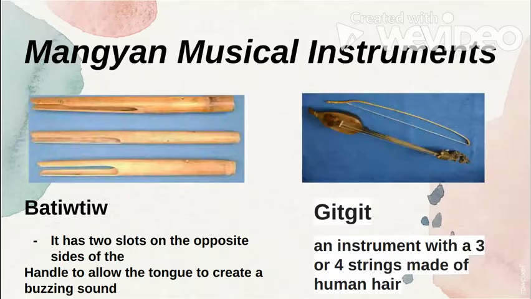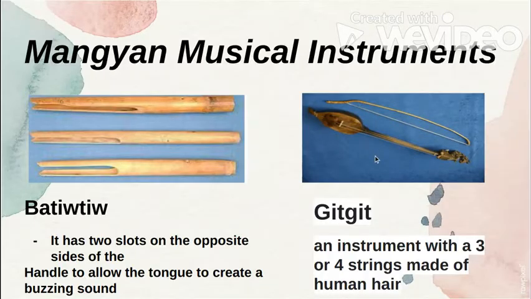Okay, let's proceed to the Mangyan musical instruments. Usually, class, you're not going to expect metals, because they are using bamboo. Since they started writing songs in bamboo, one of their instruments is the batiw-tiw. Batiw-tiw has two slots on the opposite sides of the handle to allow the tongue to create a buzzing sound. It is played by striking the instrument's tongue against the lower palm of the opposite hand. So you're going to use your hand to produce sounds with it.